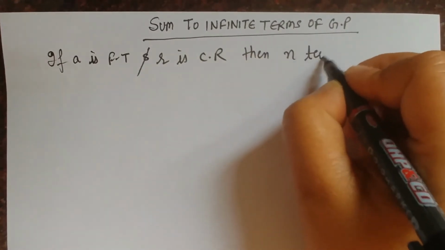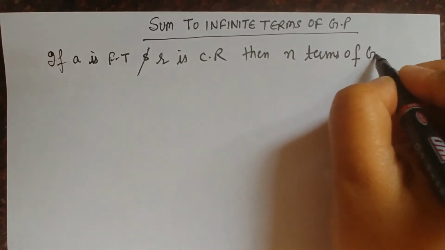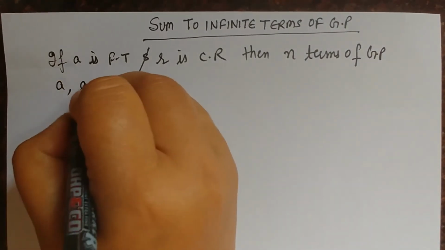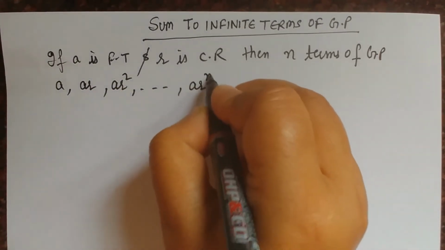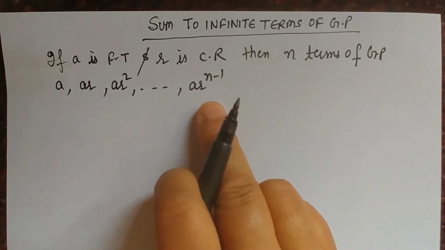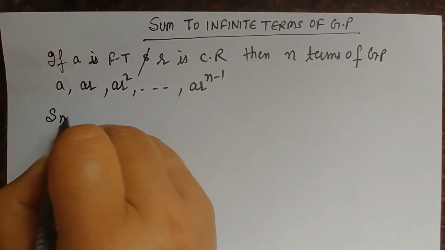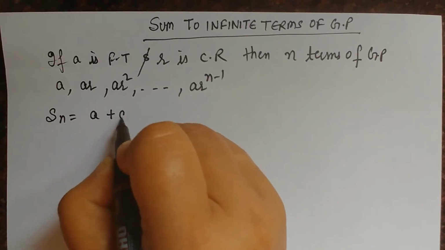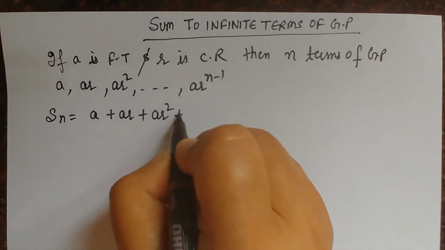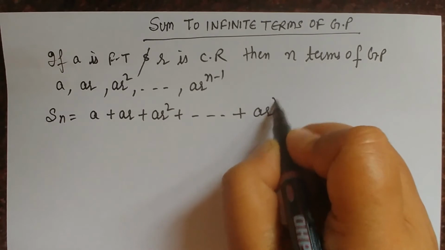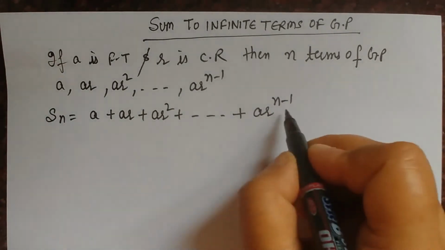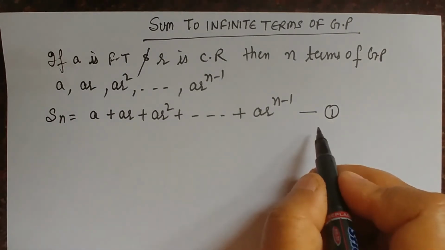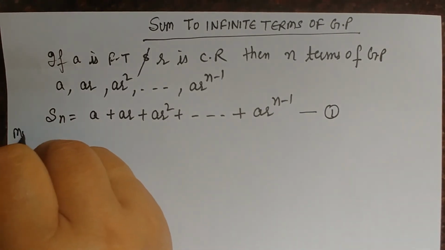n terms of a GP are taken as a, ar, ar square, and so on, up to ar raised to power n minus 1. This is the nth term. Now let us take their sum. Sum is a plus ar plus ar square plus so on, up to ar raised to power n minus 1. The next step is you have to multiply both sides of this equation by r.